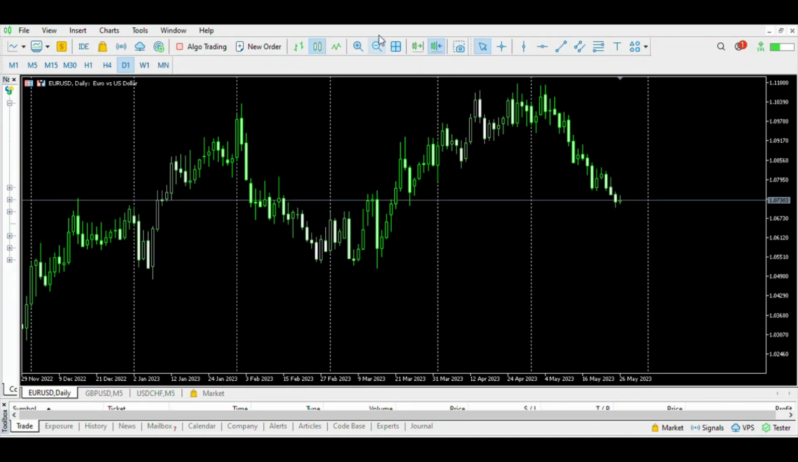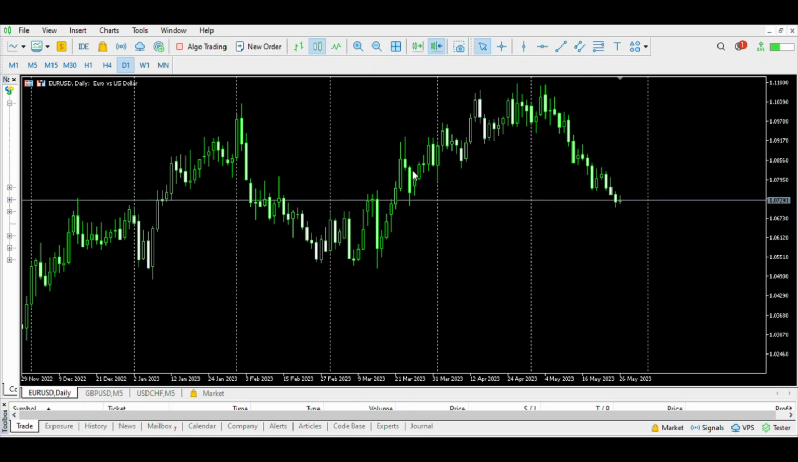Let's get busy. Okay, so before we get started, we need to know what supply is and what demand is. A simple way of looking at it is supply is where the seller stepped in and sold the market. So this is a supply zone. They sold the market, so if price comes back up there, I would expect them to try and sell the market again. As you can see, they did.